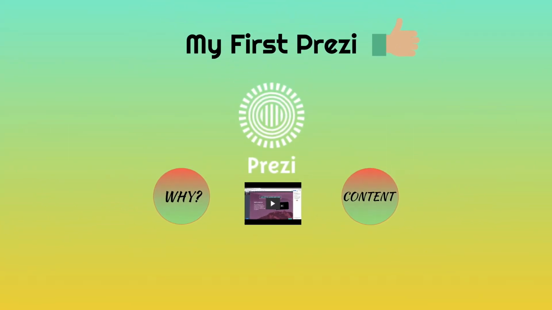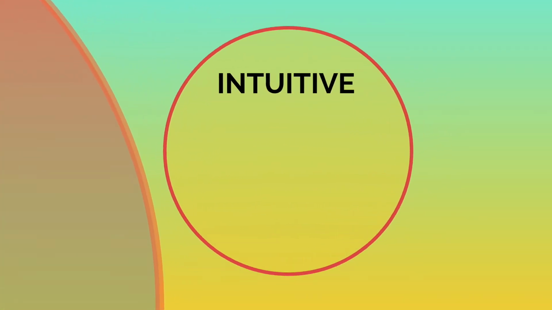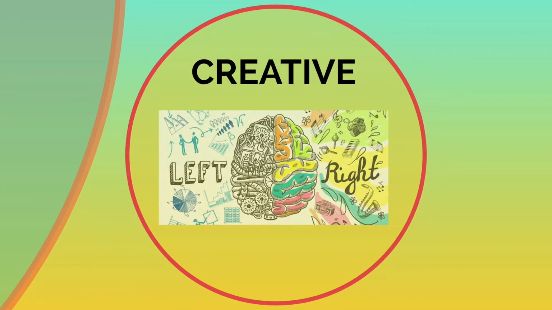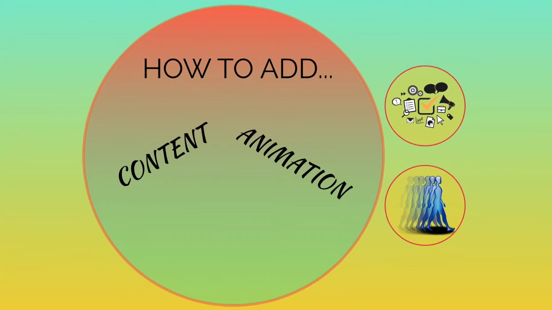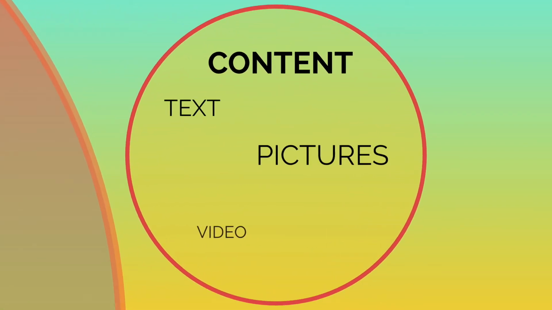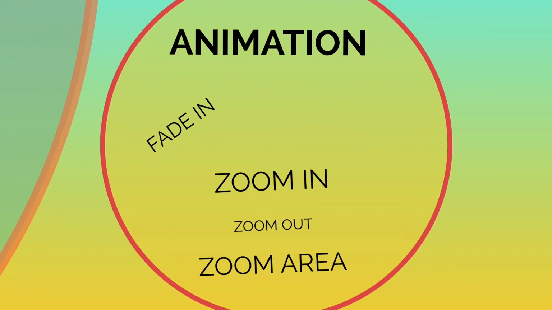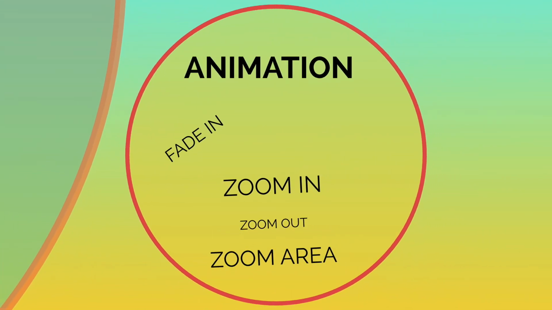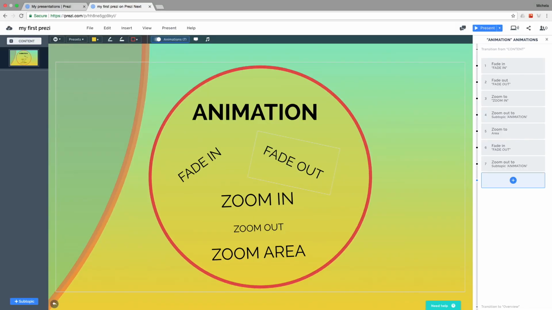Okay, the video. From the overview, we go to the first topic, animations, fade in, content, right order, text, pictures, and then let's see fade in, fade out, zoom in, zoom out, zoom area, fade in animation, zoom out to the subtopic. I think the result is quite good.